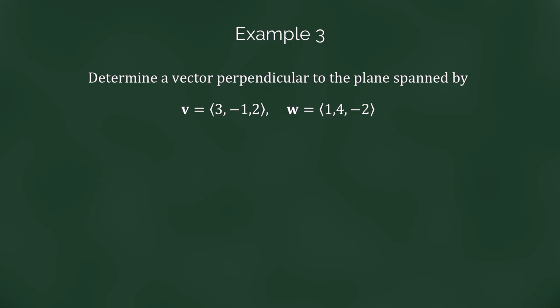Here we are asked to determine one vector that is perpendicular to the plane spanned by the two vectors v equals 3, negative 1, 2, and w equals 1, 4, negative 2. And so we know that by taking the cross product of those, we produce a vector that has that property. So a straightforward answer is that our vector v cross w is automatically perpendicular to both of these. It's perpendicular to the plane, which means it's perpendicular to any vector contained in that plane. So we'll go ahead and compute v cross w.